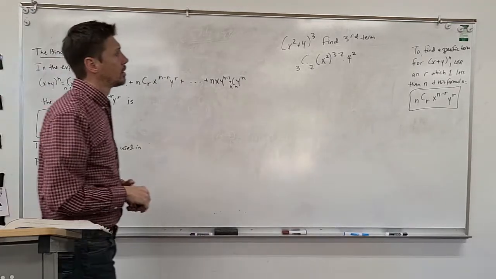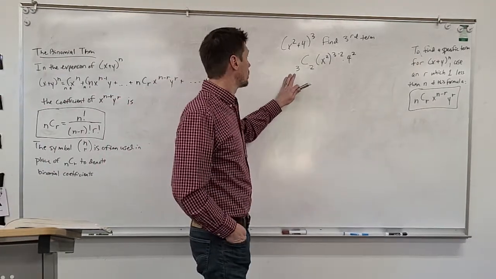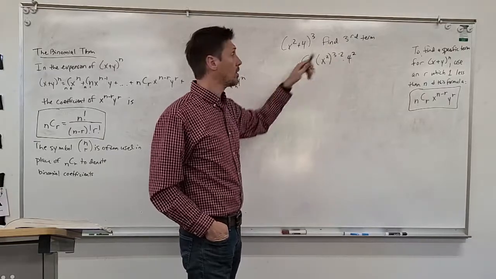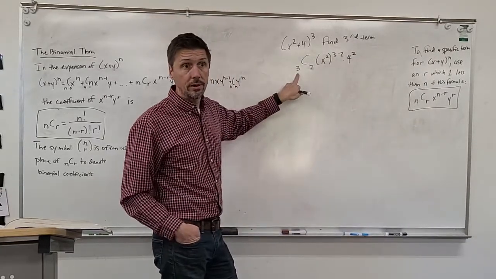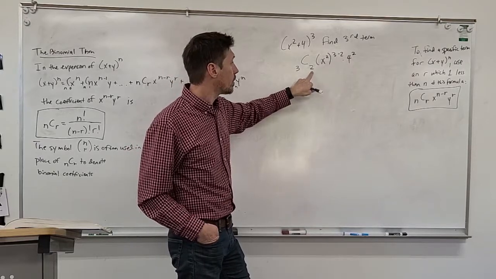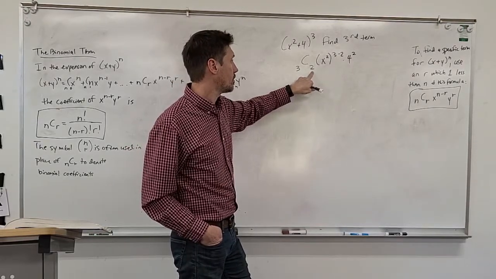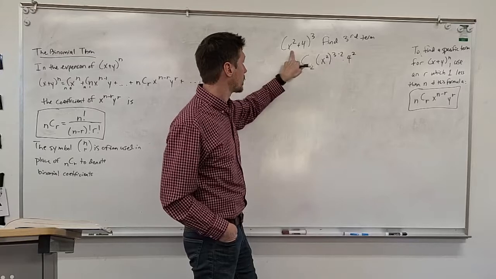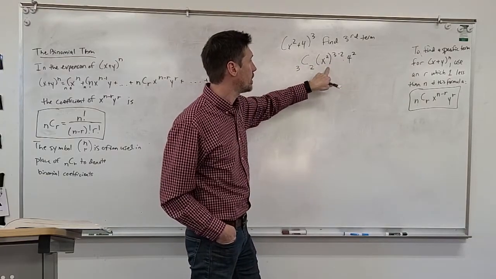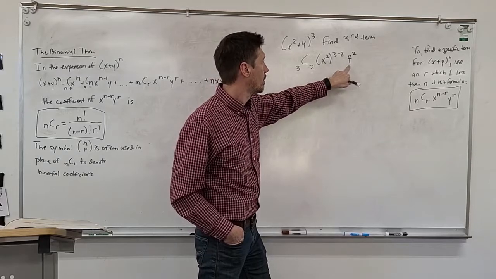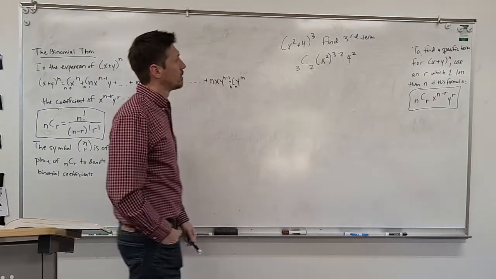Can you do that one more time? Sorry, I missed the first part. It's okay. So we were asked to find the third term, right? So we take this formula here. We plug in 3 for n, right? R is 1 less than that value, so r becomes 2. Our x term is x squared in this particular one, so n minus r is 3 minus 2, so that's 1. And then 4 squared, since that's the r.